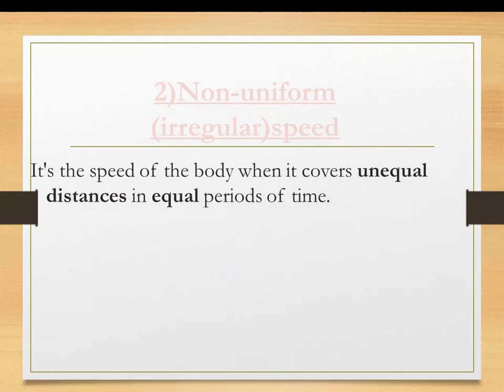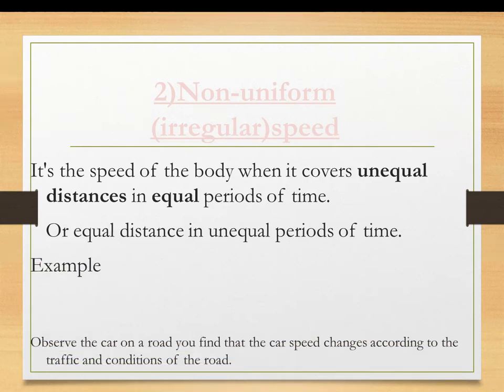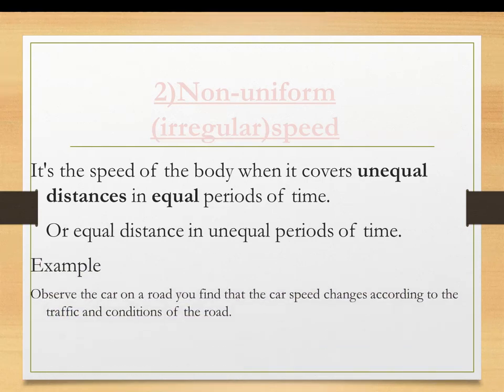Let's move to non-uniform or irregular speed. We have here two definitions for irregular speed. It is the speed of the body when it covers unequal distances in equal periods of time. If we have a car that moves 10 meters in 1 second, then 20 meters in 1 second, then 35 meters in 1 second, and we calculate the speed, we will not find it equal. In each case we have a different number. So I can say this is non-uniform speed.